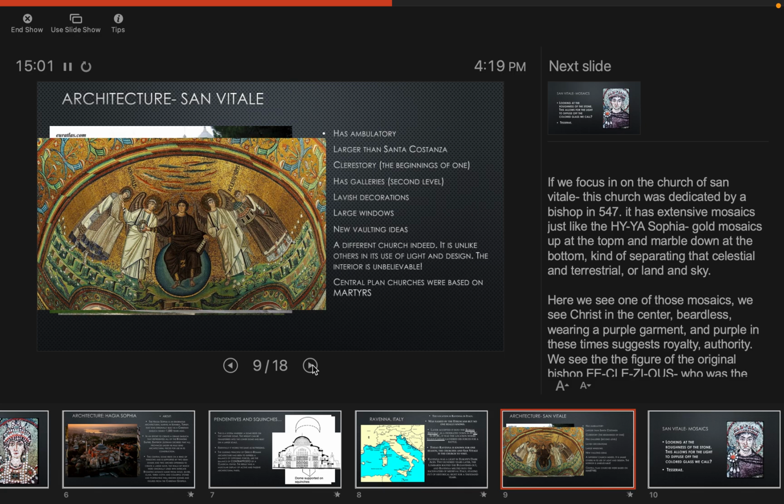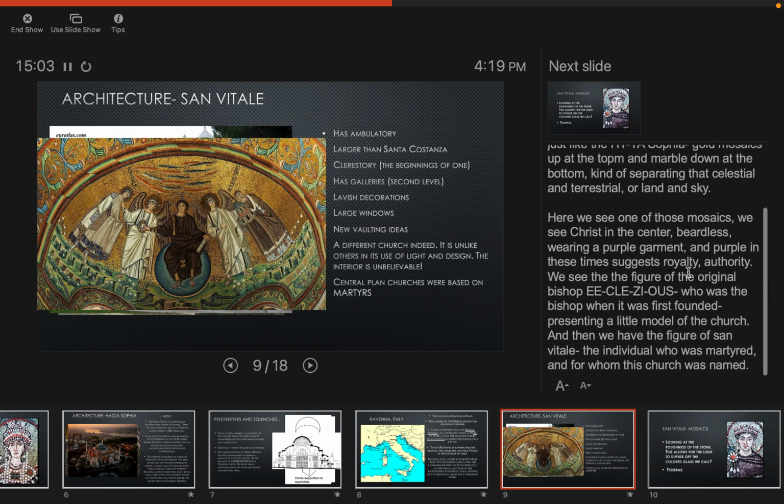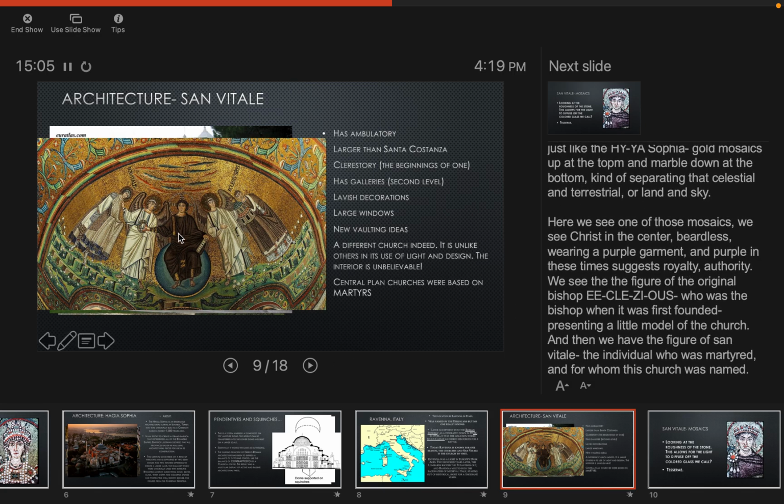So here we see one of those mosaics. We see Christ in the center, beardless, wearing a purple garment and purple. So once again, going back to symbolism and color, purple in these times suggested royalty, authority.